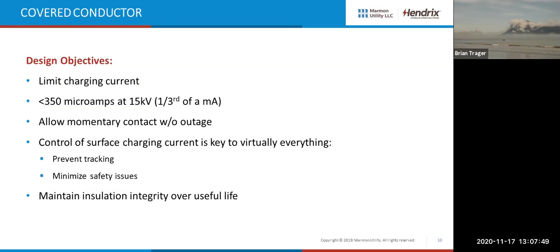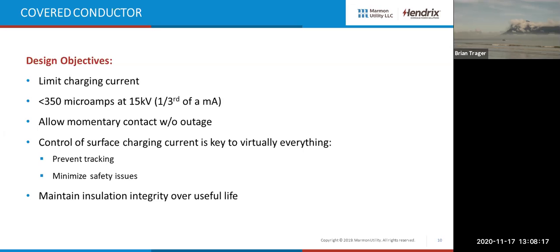Our design objective is to keep that contact current, or the current that we would feel if you actually touched it or short-circuited the outside jacket, down to about 1/3 of a milliamp at 15 kV. And of course, that depends on the size, the kV class, how much surface area you have, etc. But basically 1/3 of a milliamp. And that's going to allow momentary contact without an outage.